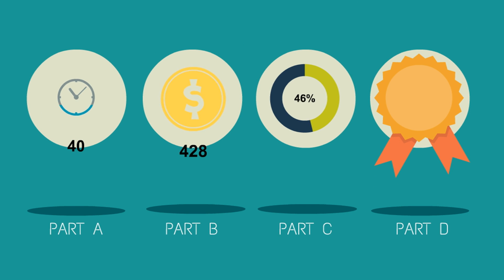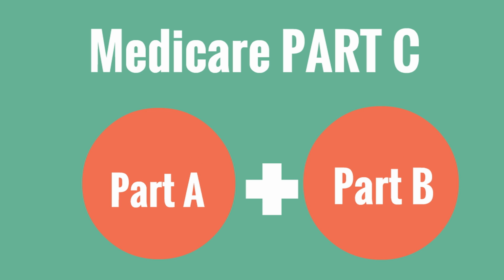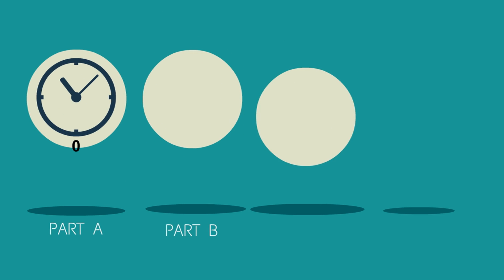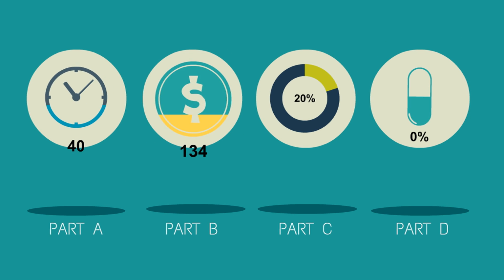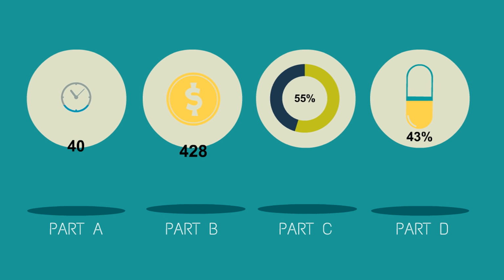Part C, Medicare Advantage plans. These plans charge additional premiums and copays vary as well. Part D, Medicare prescription drug coverage. This plan charges additional premium based on your income and choice of plan. There are deductibles and copays also vary.